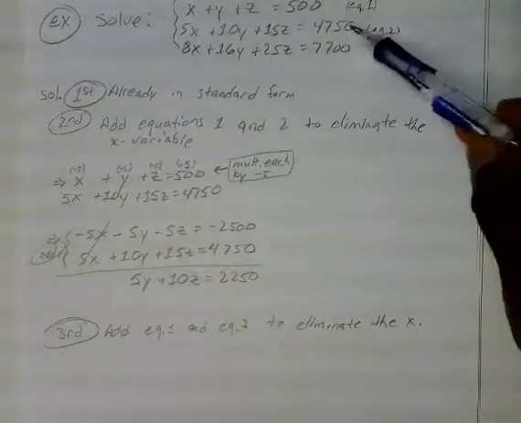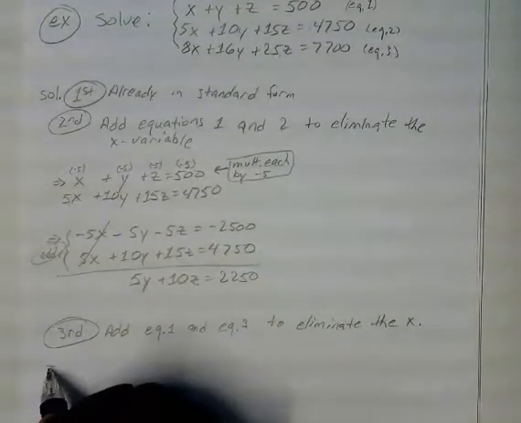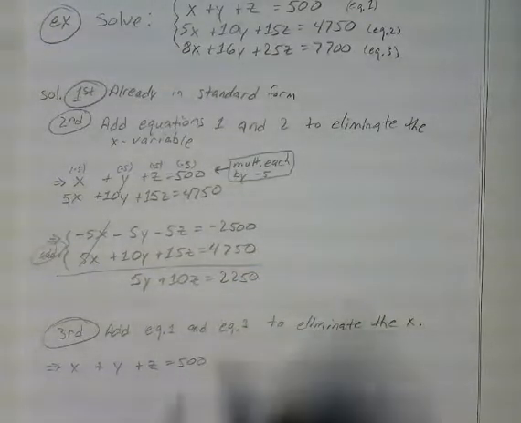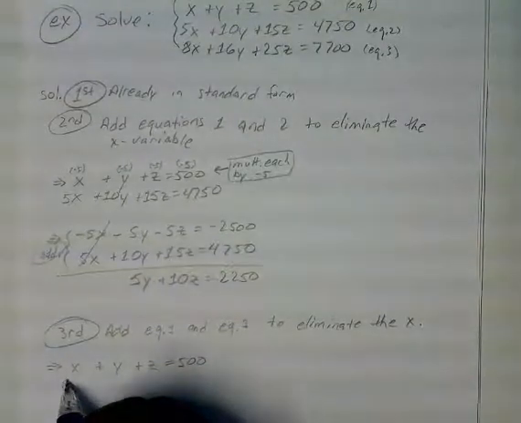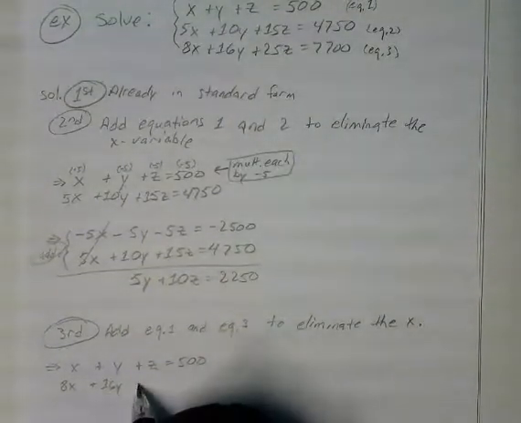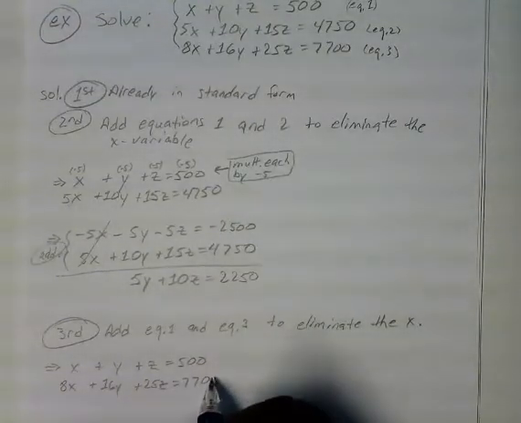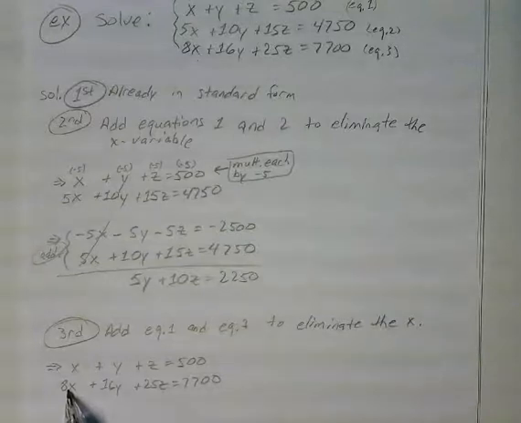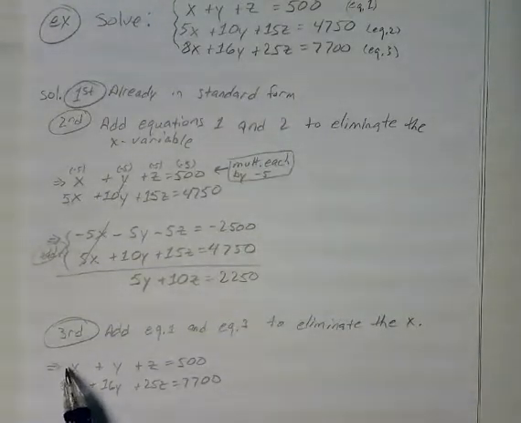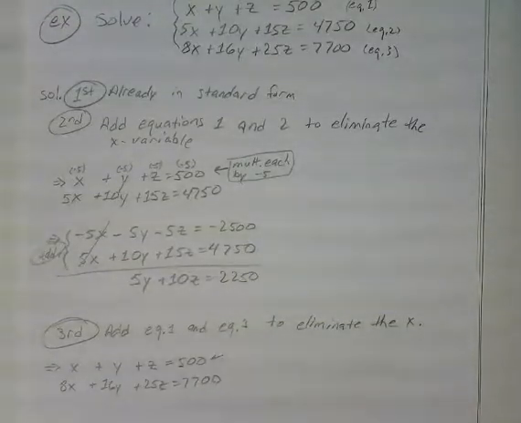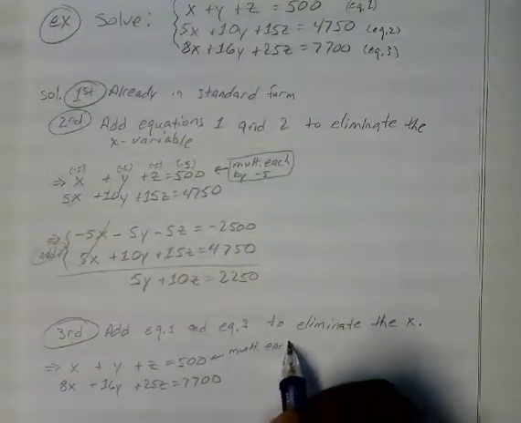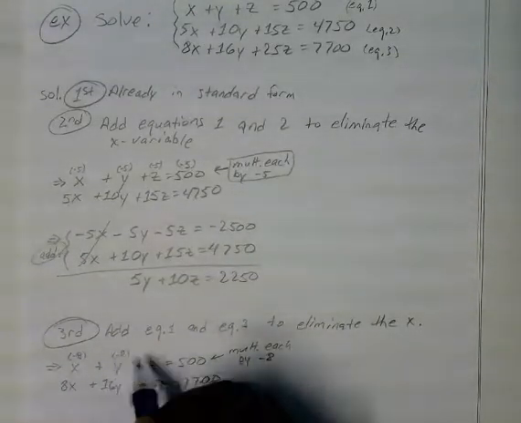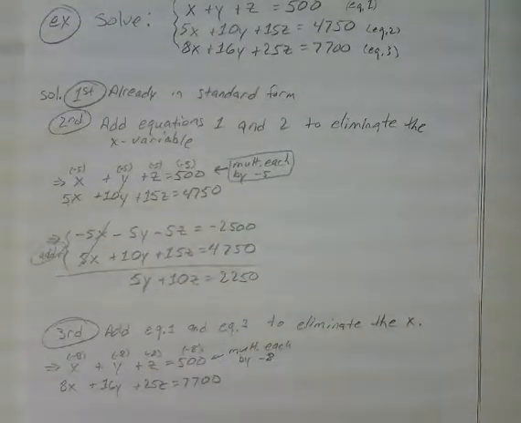If we go ahead and write down equation 1 and equation 3, we will end up with x plus y plus z equals 500. And equation 3 is 8x plus 16y plus 25z equals 7,700. Now we can see here, if we're going to eliminate the x, then this 8x here will have to cancel out a negative 8x up here. So that means we're going to multiply each term by negative 8. I'm just going to put a negative 8 above each of them. Remember, you want to do each term.